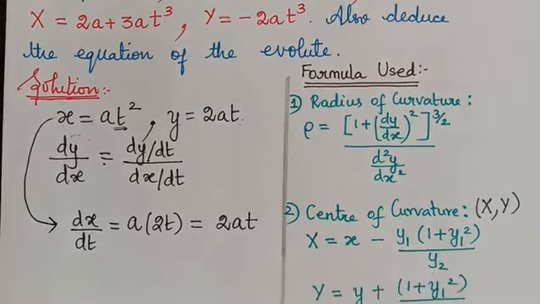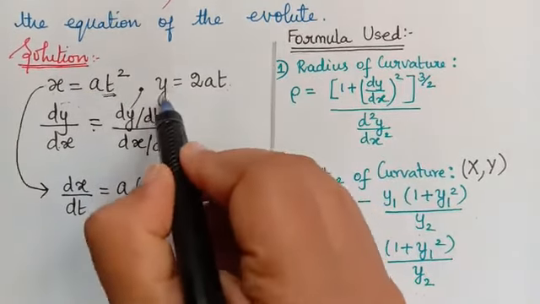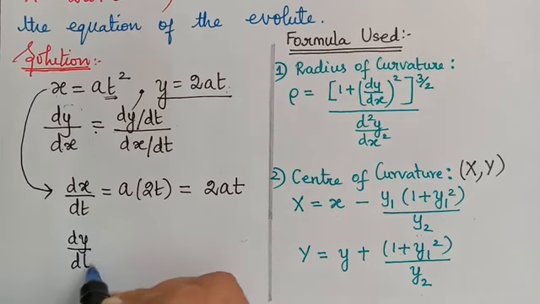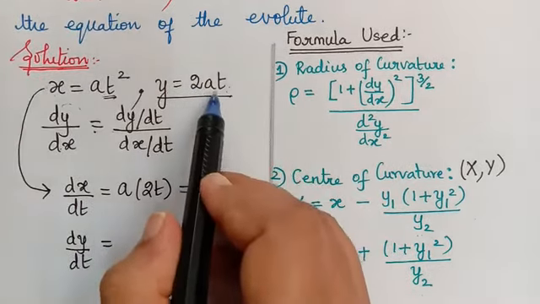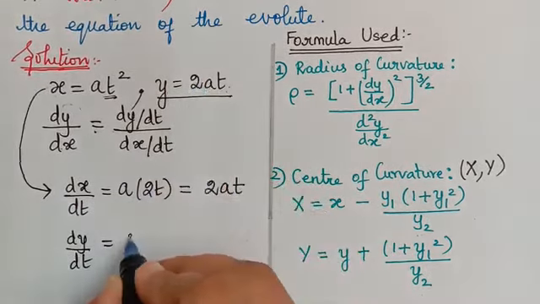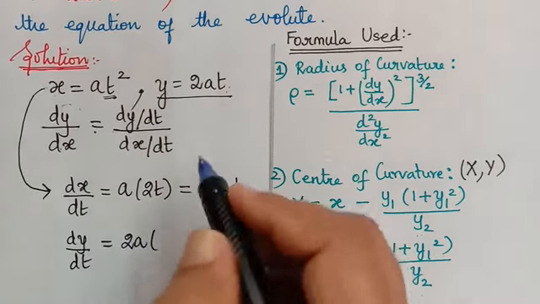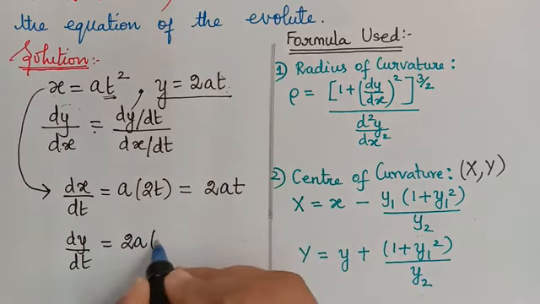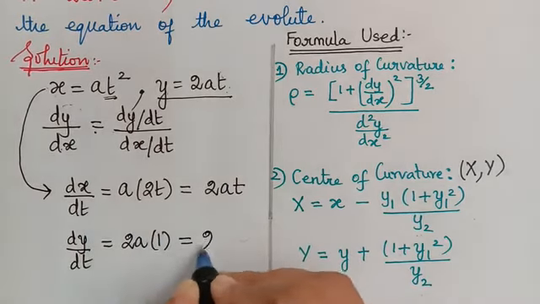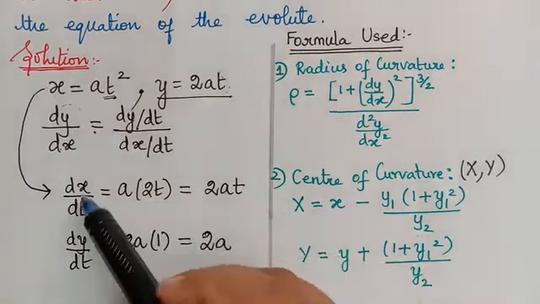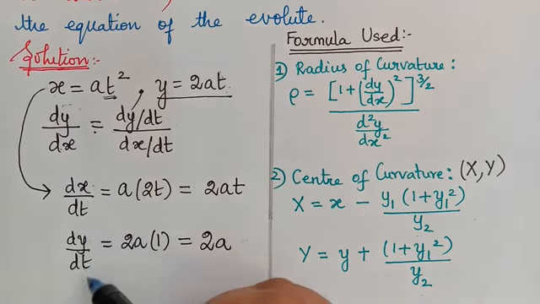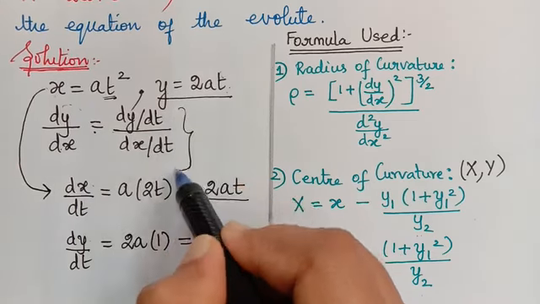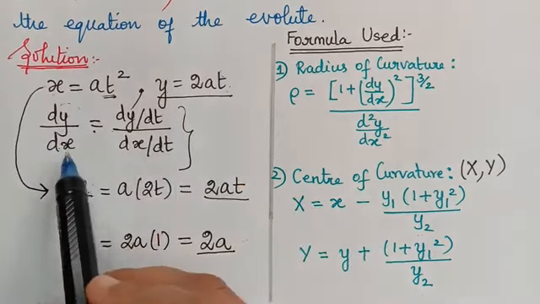And then y is given as 2at. So the differentiation of y with respect to t, that is dy by dt, will be: this 2a is a constant, so 2a multiplied with the differentiation of t. What is the differentiation of t? It is 1. So that is equal to 2a. So now we have evaluated dx by dt and dy by dt. These two we now have to substitute here and find dy by dx.